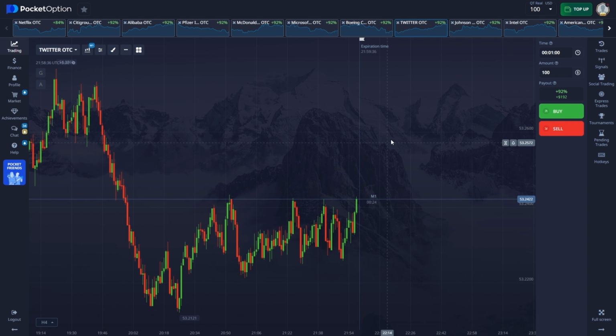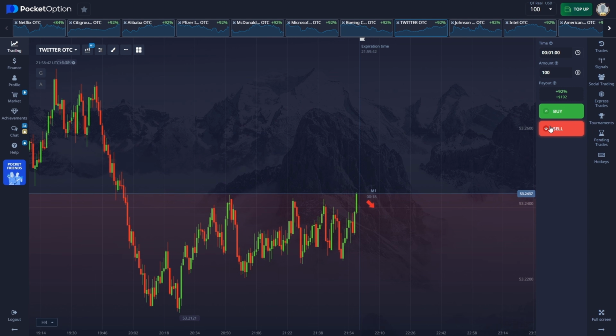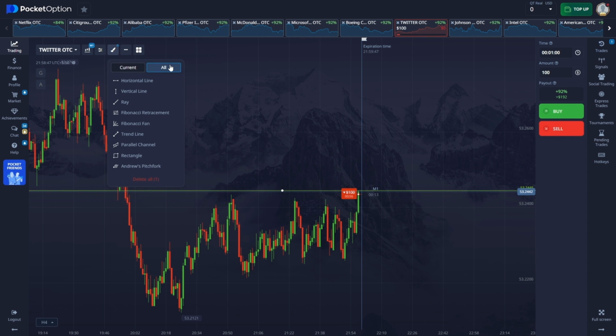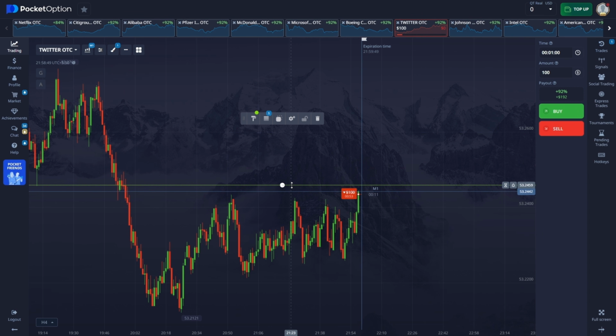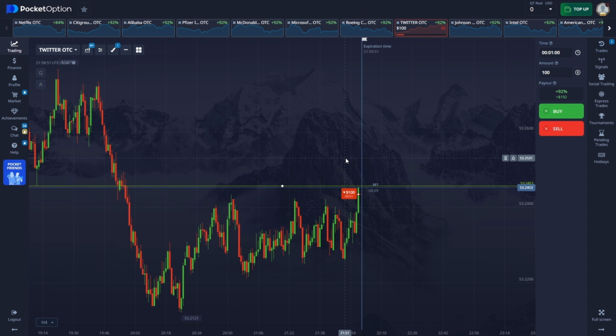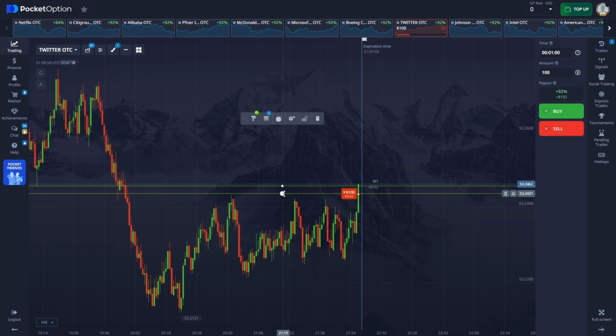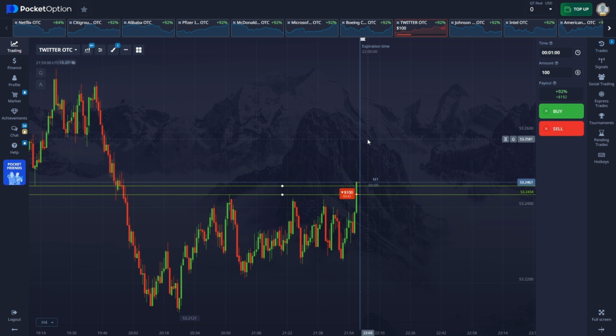I found a trade opportunity on Twitter OTC, and I placed a $100 trade for the downside. Why did I take this trade? Because there was a resistance level I marked where the market reversed and changed its trend to an uptrend. You can see that at the back. I took the entry there and the candle closed as a green candle.